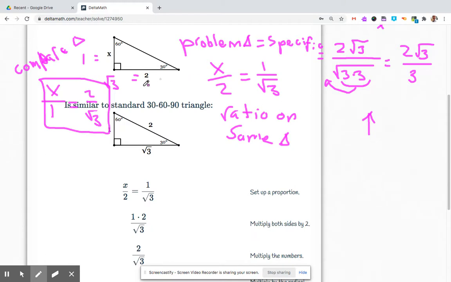I like showing multiple methods, especially when they're using a particular one. So they're comparing the ratio to the same triangle. I'm a big fan of comparing ratios to separate triangles. And for these problems, I like setting it up as a generalized problem, solve for x, and plug it in. All the problems are going to fit under these.